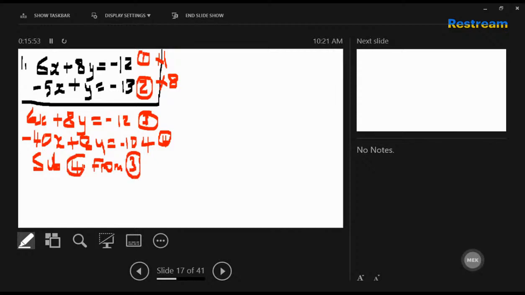And when I do that, I'm going to have 6x minus negative 40x, which is 46x. The 8y minus 8y would eliminate the y, which is our objective. And 12 minus negative 104 would be positive 116. So let me see, 116.